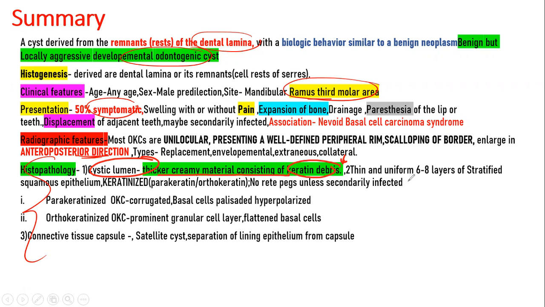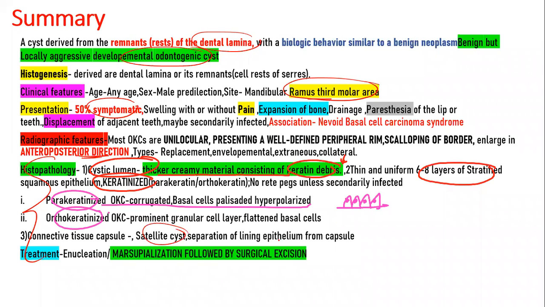The epithelium lining is uniform and thin. It is made up of stratified squamous epithelium, which is keratinized. The keratinization may be para or orthokeratin. In para, the very important thing is basal cells are tall columnar with hyperchromatic, hyperpolarized nuclei. In the connective tissue capsule, we have seen a satellite cyst and a separation of the lining from the capsule. We have studied the treatment modalities and the main causes of recurrence.